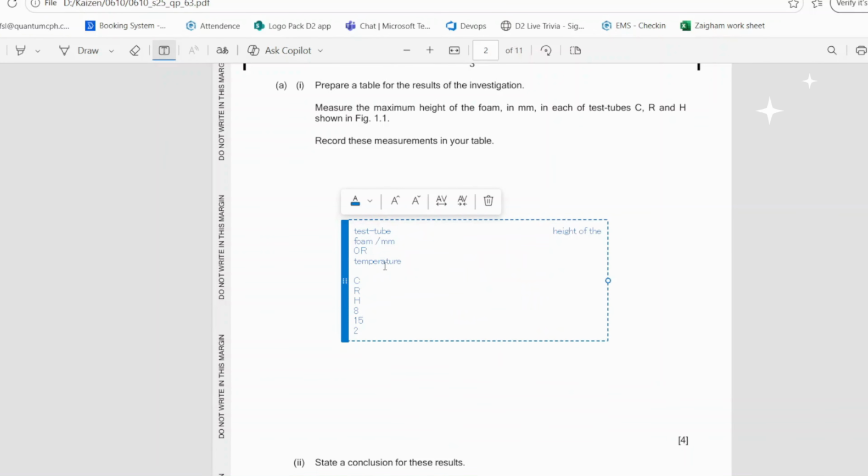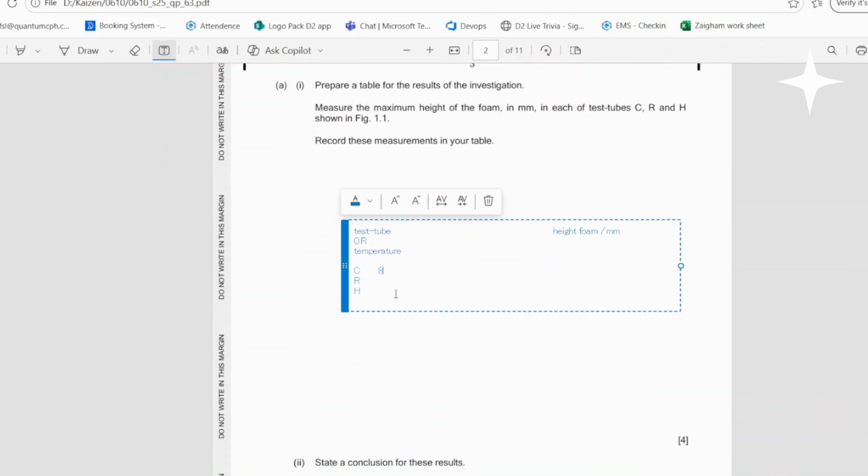So it would be like this, height of the foam in millimeters, and then in front of this we would write the test tube. C is 8 millimeter for me, and R is 15 millimeter, and H is 27 millimeter.